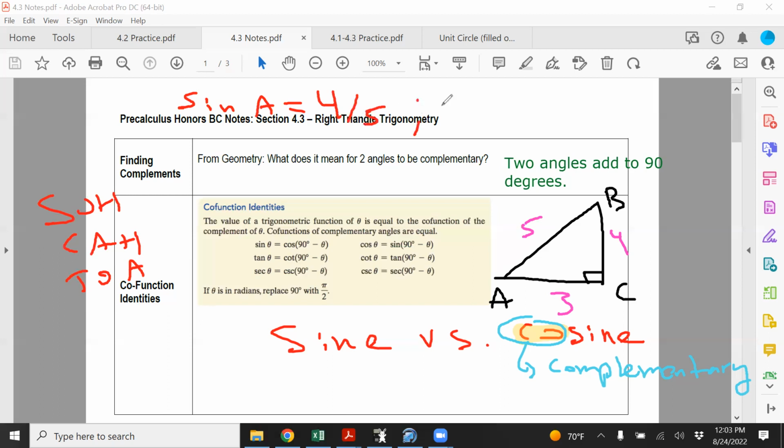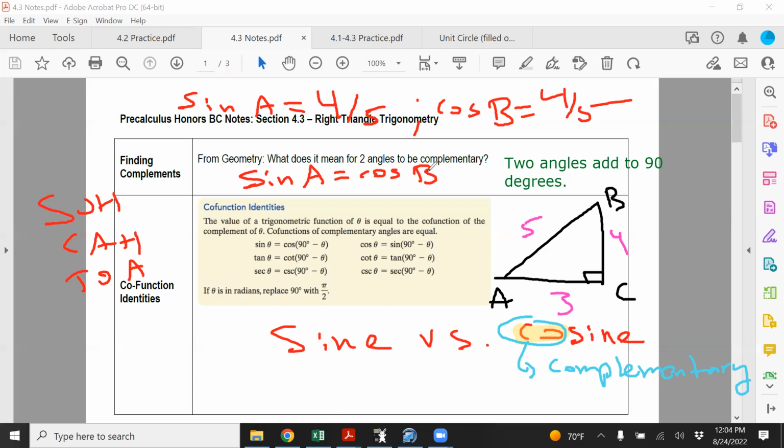Now let's look at cosine of angle B. Angle B is right here. Because we're doing cosine, it's adjacent over hypotenuse. What's adjacent to angle B here? And what's the hypotenuse again? 4/5. So the sine of angle A is the same thing as the cosine of angle B. The sine of angle A happens to be identical, and it's not a coincidence.